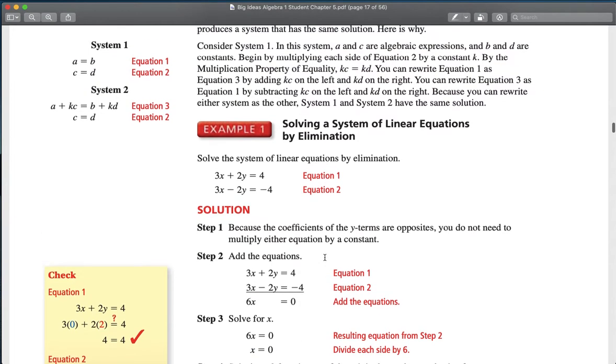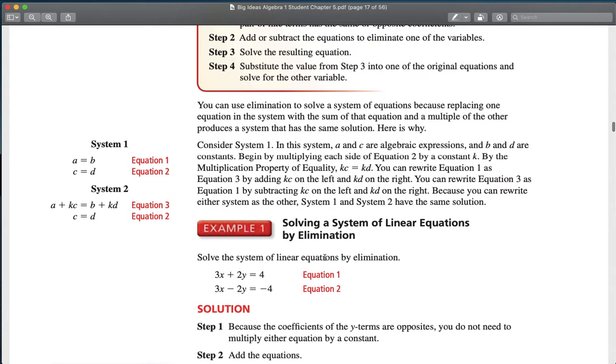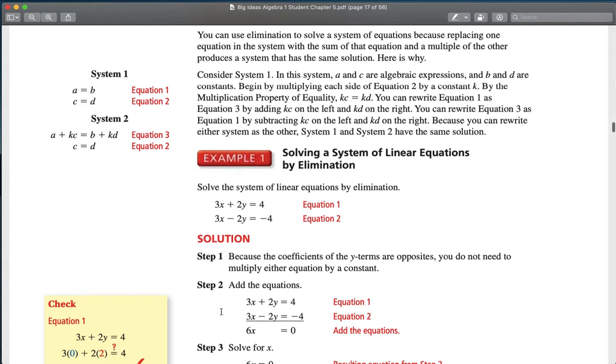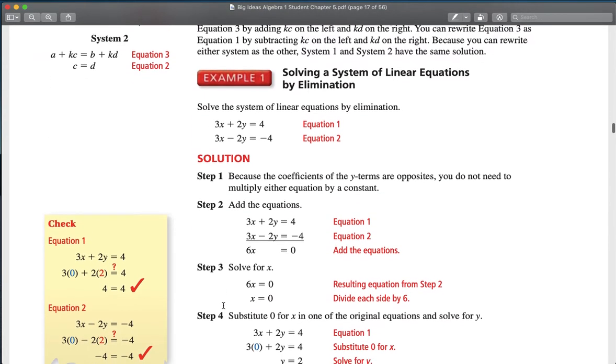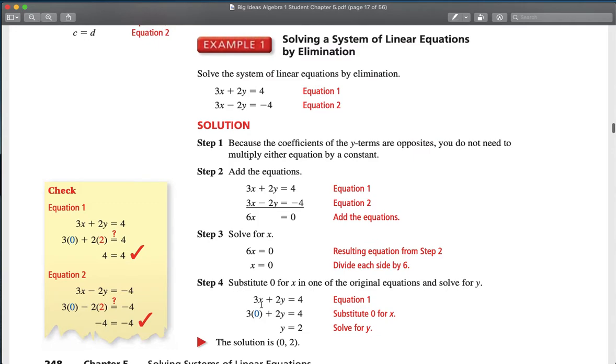So for those of you who are into mental math, step 4 is substitute the value from step 3, the previous step, into one of the original equations. So you can either plug in x equals 0 into the first equation or x equals 0 into the second equation, and they should both work. So it seems like what the problem decided to do is that they decided to use equation number 1, and they plug in x equals 0. Well, 3 times 0 equals 0.